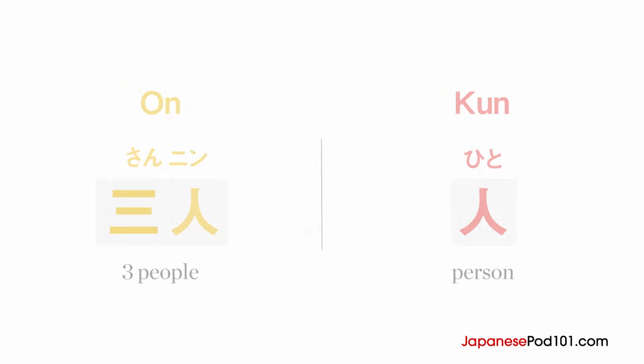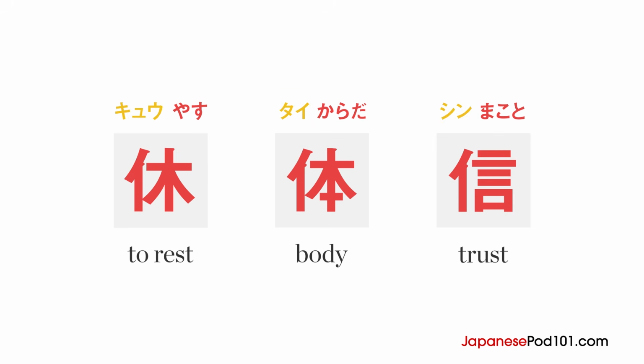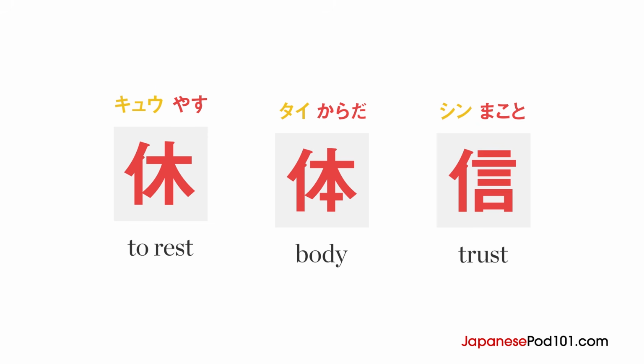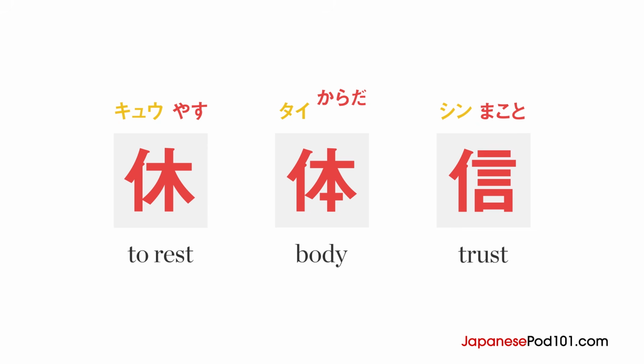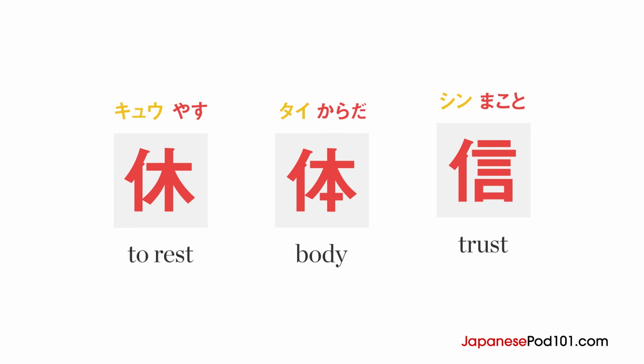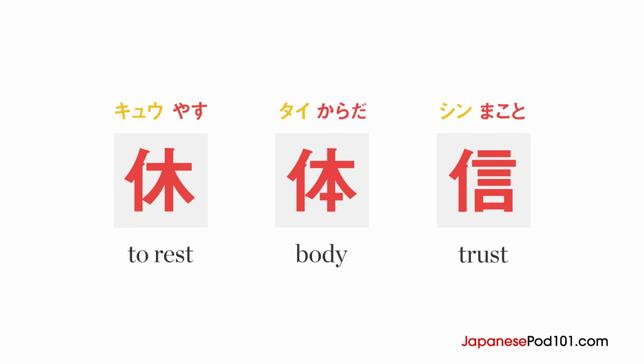In the case of the original examples, the on and kun readings of each are as follows. Kyu, yasu for the kanji meaning to rest, Tai, karada for the body kanji, and Shin, makoto for the trust kanji. Reading kanji may be difficult to start off with, but they'll only get easier as you learn more letters over time.